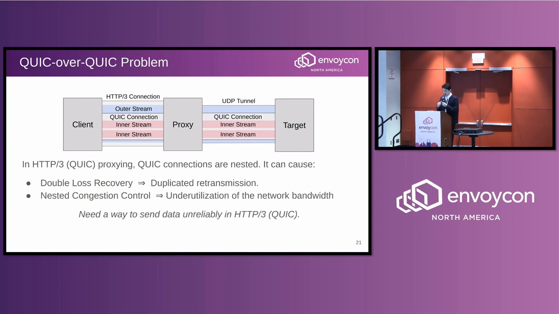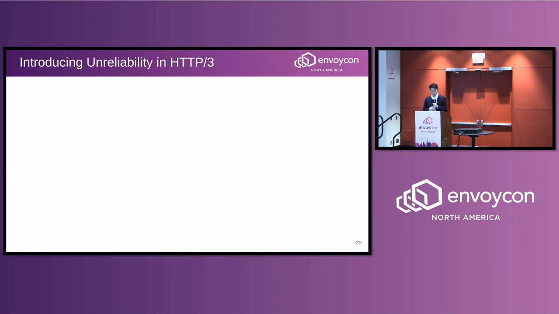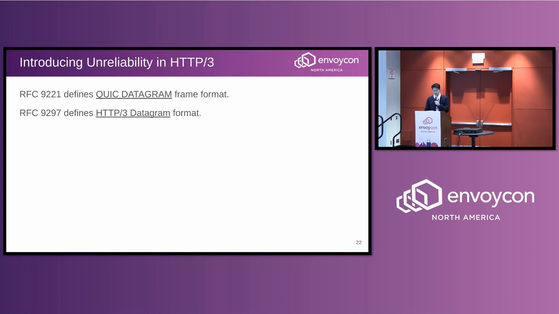So to solve this problem, we needed a way to send data unreliably in an HTTP3 stream. To introduce this unreliability, QUIC datagram is standardized in RFC 9221. This allows an application to bypass the retransmission mechanism of QUIC as necessary. And in RFC 9297, the HTTP3 datagram format was defined, and it uses QUIC datagram to send HTTP data unreliably. So with those two new constructs, we can send datagrams unreliably in H3.